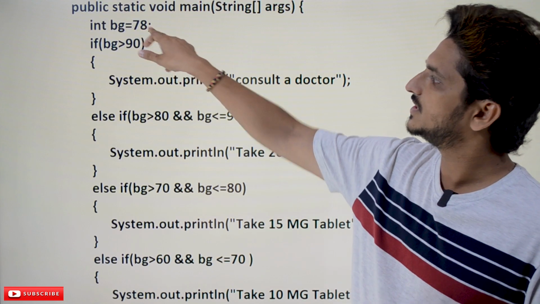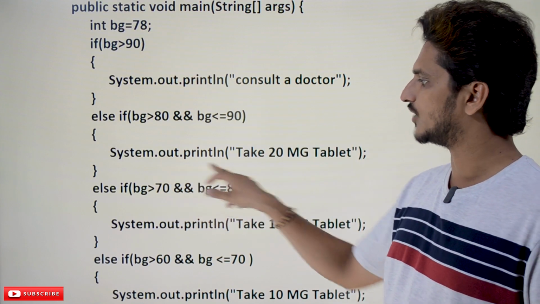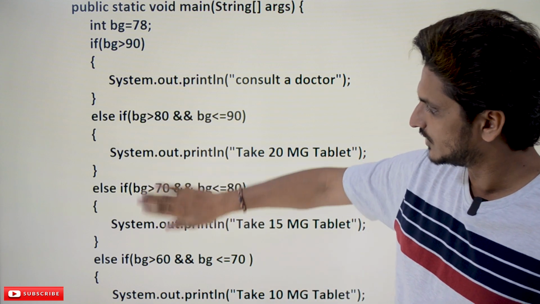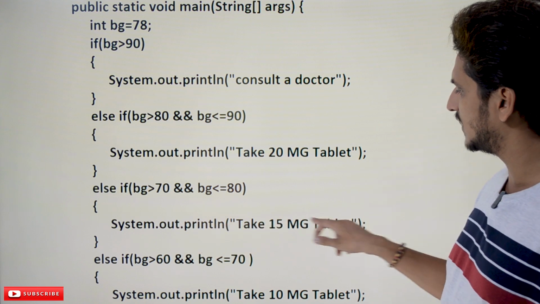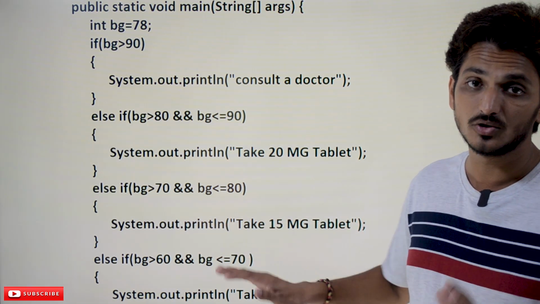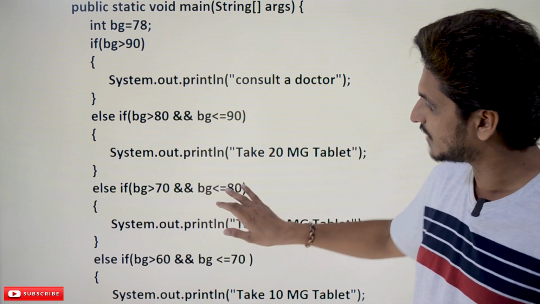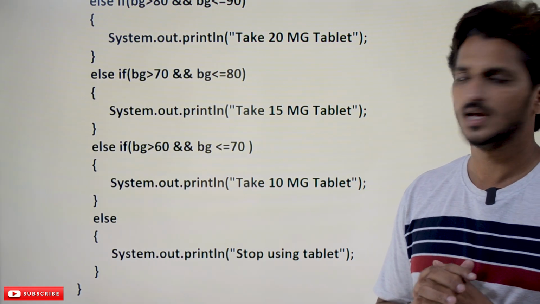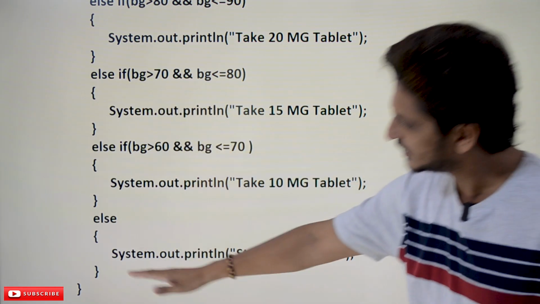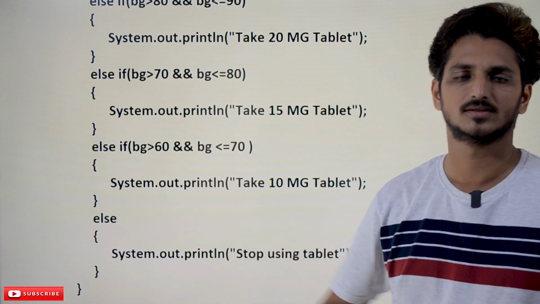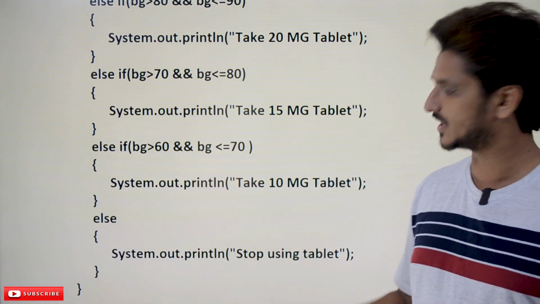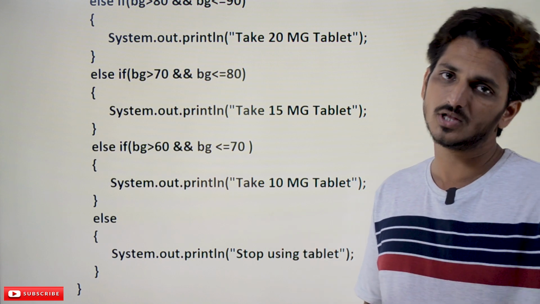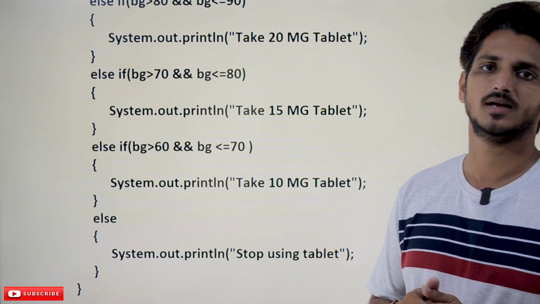Now bg is 78. This condition is satisfied. It is between 70 and 80. If this condition is satisfied, it will go inside and display this statement, take 15 mg tablet, and it will stop checking the remaining else if conditions, and the else condition is not going to be checked. It keeps on continuing with the remaining statements below else, if they are there. Here in our example, there are no statements.